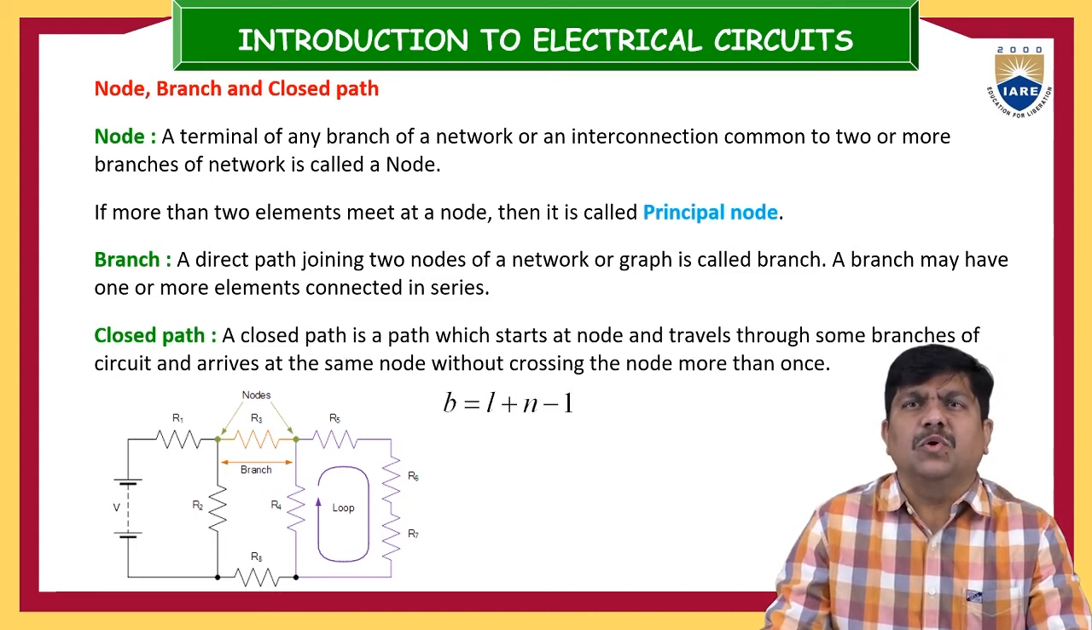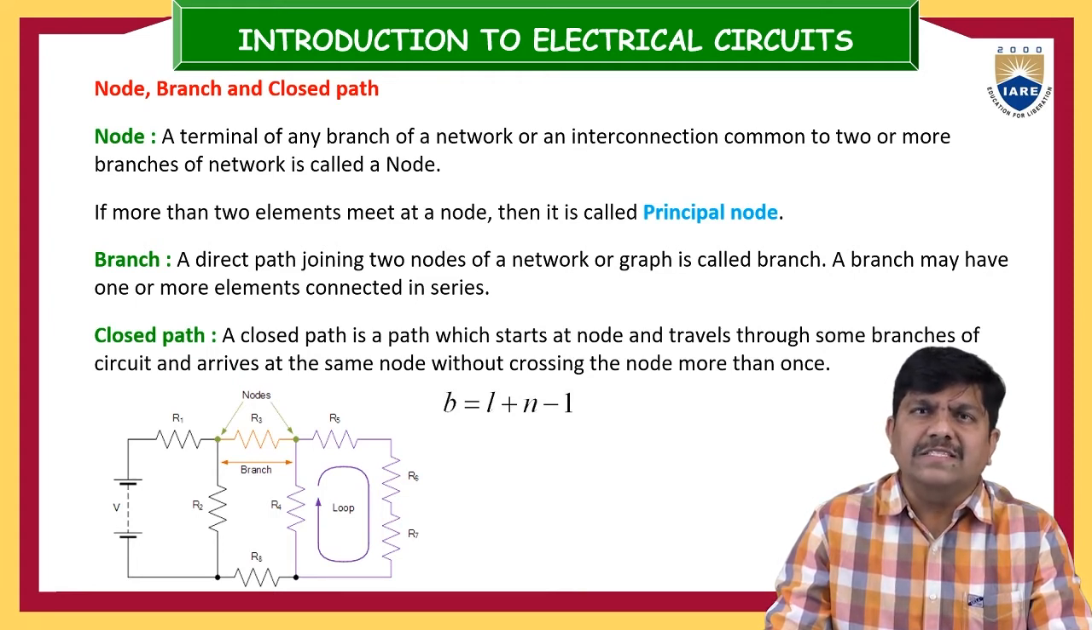And the last one is a closed path. What is a closed path? It is a path which starts at a node, travels through some portion of the connected network, and again terminates at the same node where it started. That is nothing but a closed path. The starting and terminating point is the same, but it travels through some portion of the remaining electrical network and terminates back at the same point. Suppose that path is not terminated where it originated, then it is not a closed path. That may be an open path.